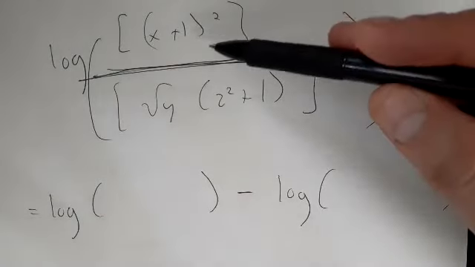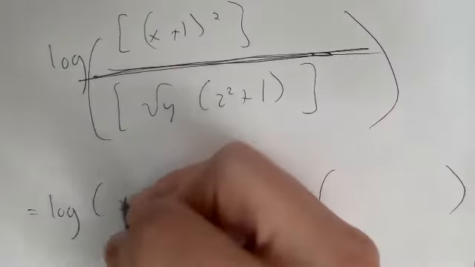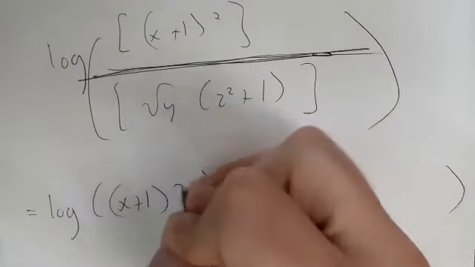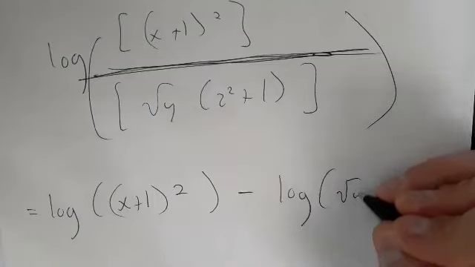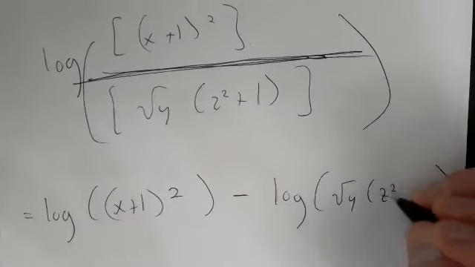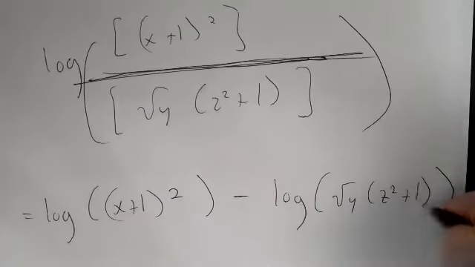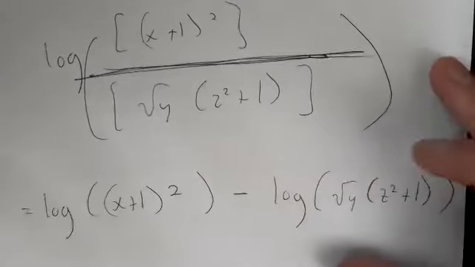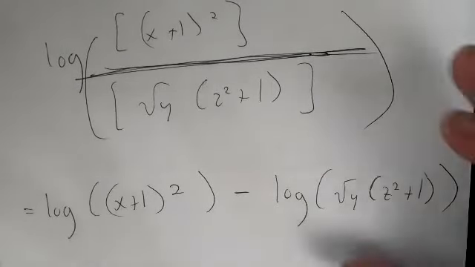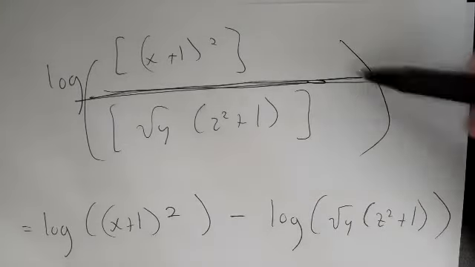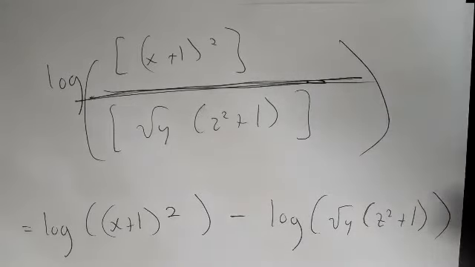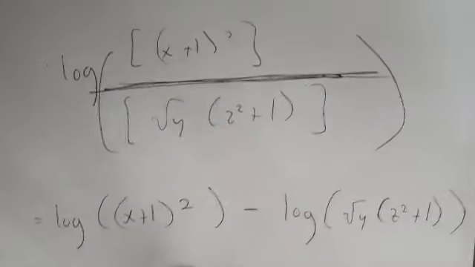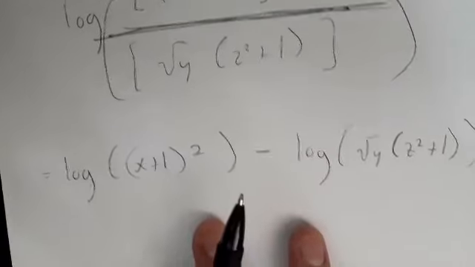The thing on top of my division bar looks like x plus 1 squared. The thing on the bottom looks like a square root of y and a z squared plus 1. So there are probably 3 things that I should be looking for inside the log to expand it. Division, the other thing is multiplication, and then the other thing is exponents.